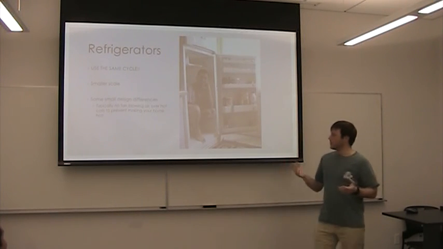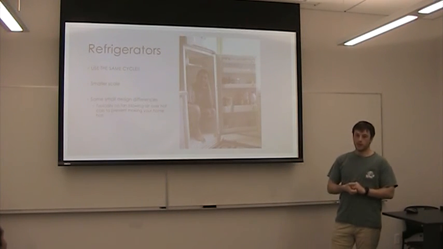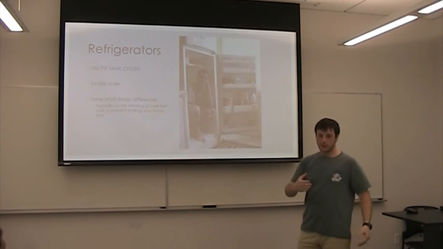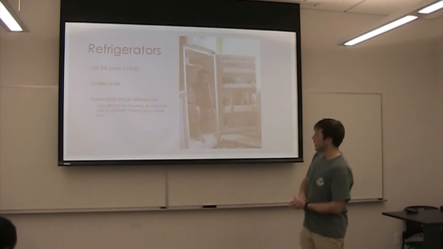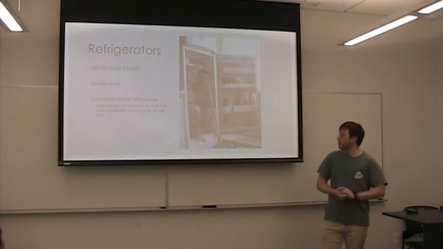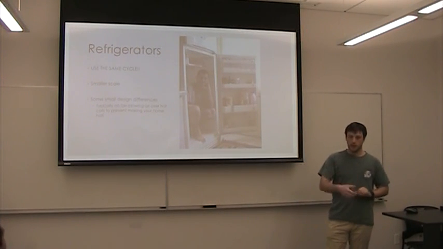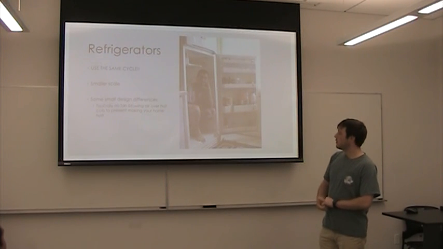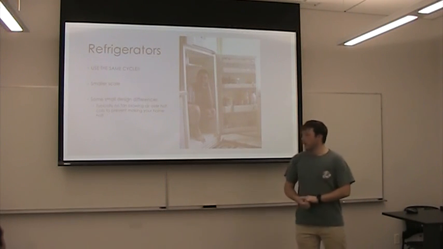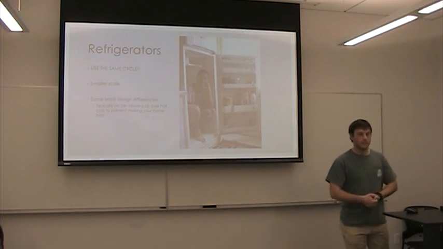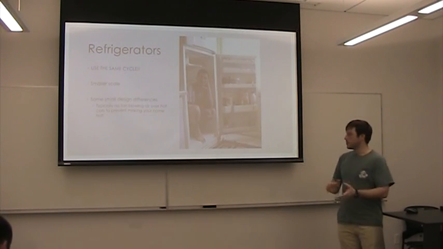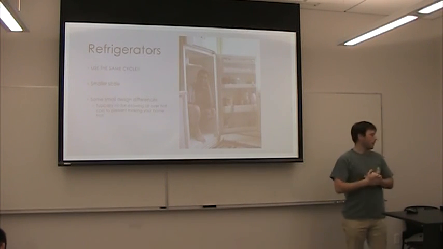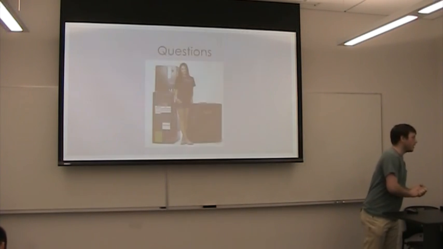For instance, there's no fan blowing over the hot coils on the back of the refrigerator, because that would cause your house to get hot. So they typically just let that have free convection on the refrigerator itself. And they also use different refrigerants a lot of times, just because the temperatures are a lot colder than in your home.